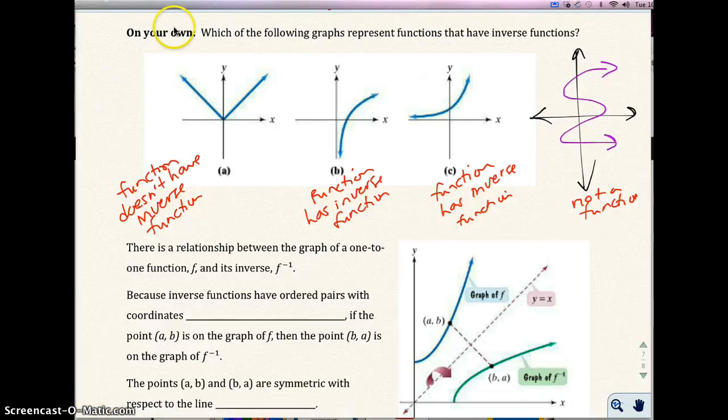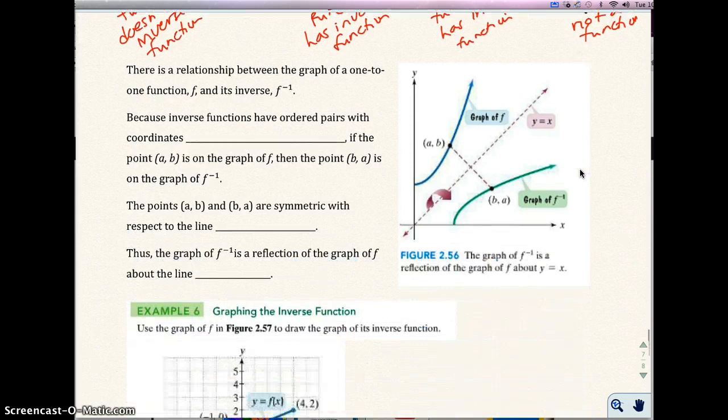Okay, so the first one, part A, is a function. It passes the vertical line test. It doesn't have an inverse function because it doesn't pass the horizontal line test. Part B is a function, and it has an inverse. C is a function, it has an inverse function. The last one is not a function at all.